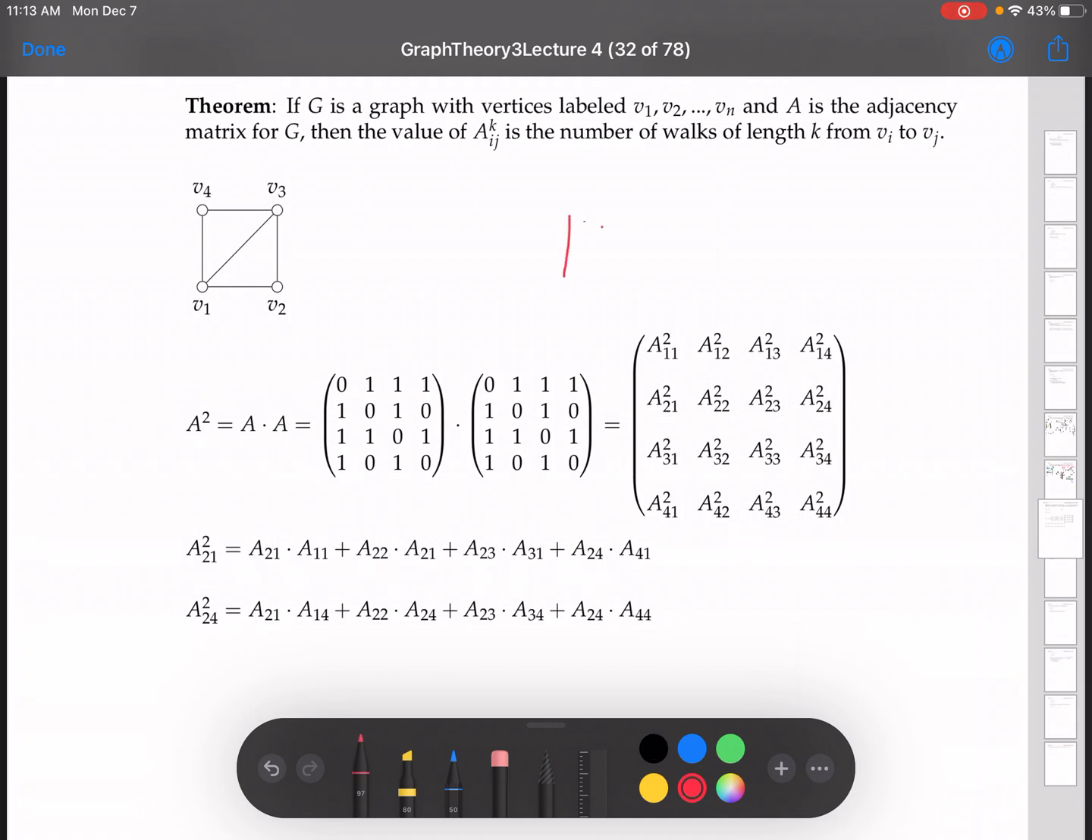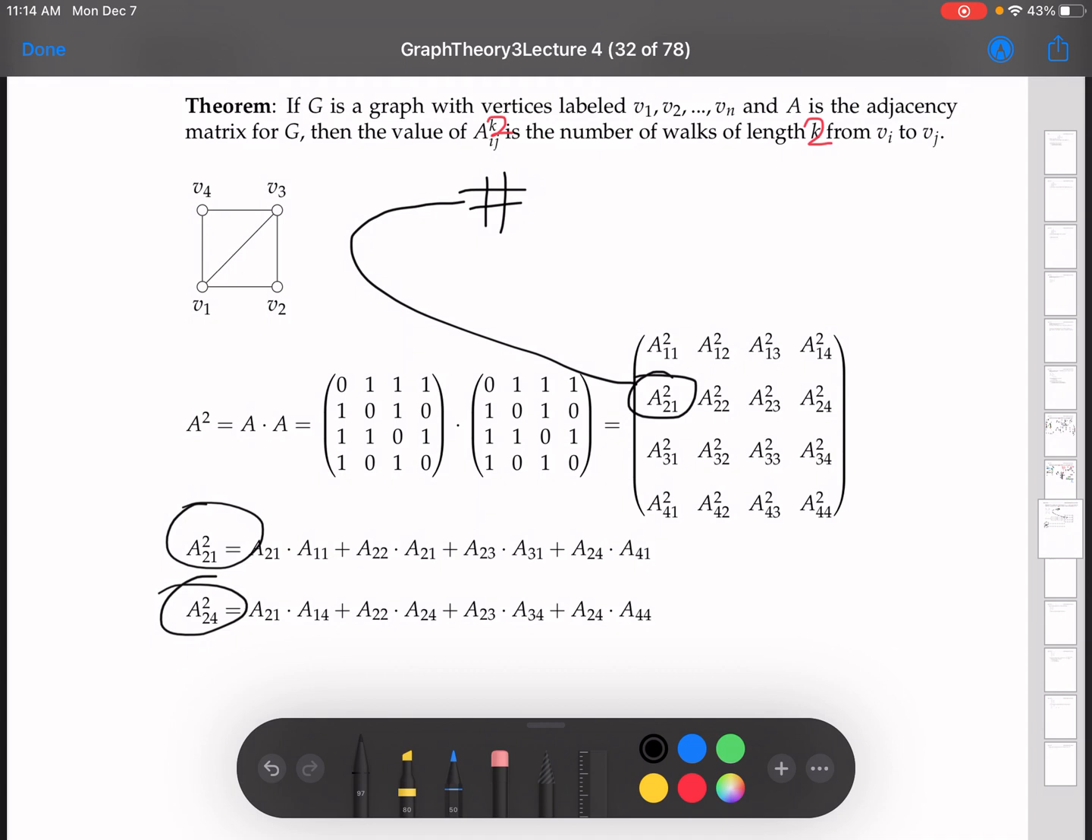example, I'm going to use k equals 2 in the theorem, which is the number of walks of length 2 we're talking about. And remember, the A squared ij entry gives the number of walks of length 2 from vi to vj. So we'll look at these two entries here. A squared 2, 1. Let's look at A squared 2, 1 first.